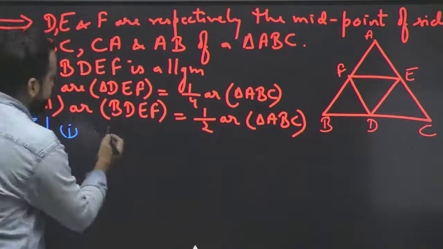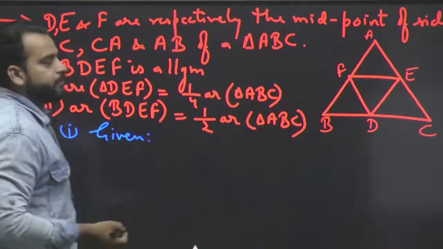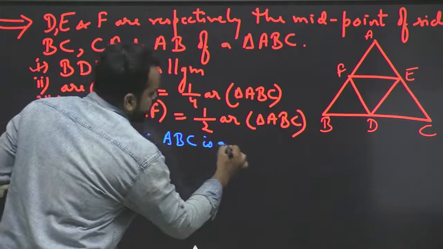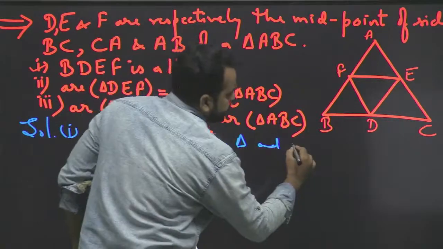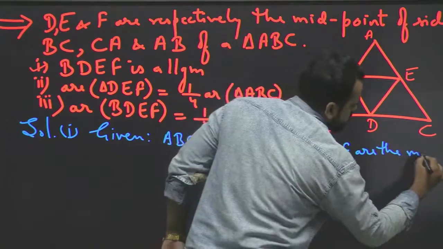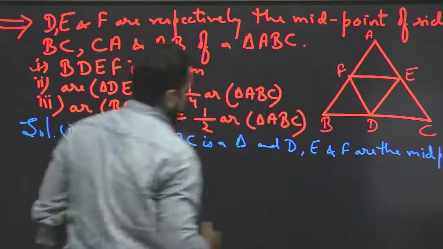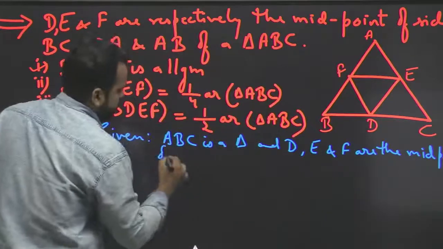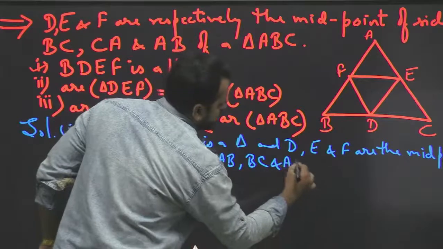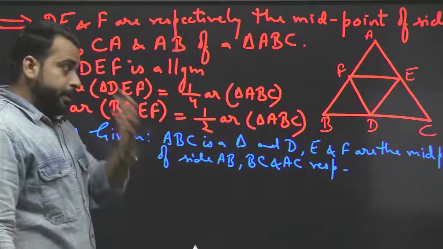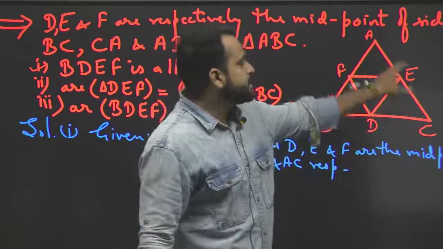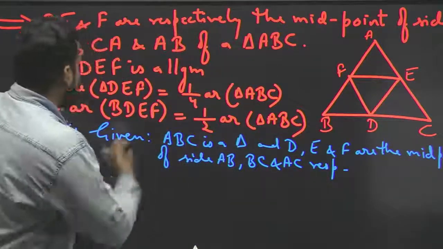So firstly we will write what is given in these conditions. The given points: ABC is a triangle, as well as D, E and F are the midpoints of sides AB, BC and AC respectively. Okay, now if these are the midpoints, can we say that AF is equal to BF, BD is equal to CD, CE is equal to AE, right? So these are the given points.